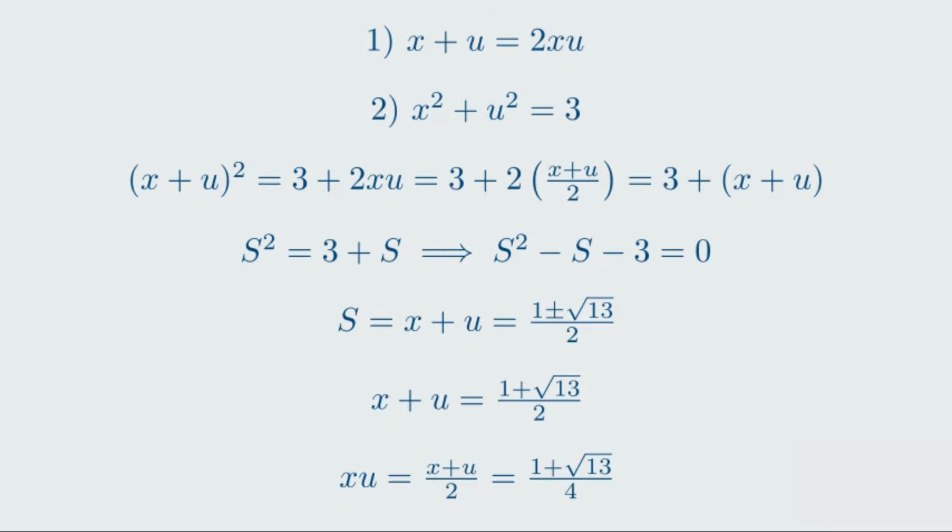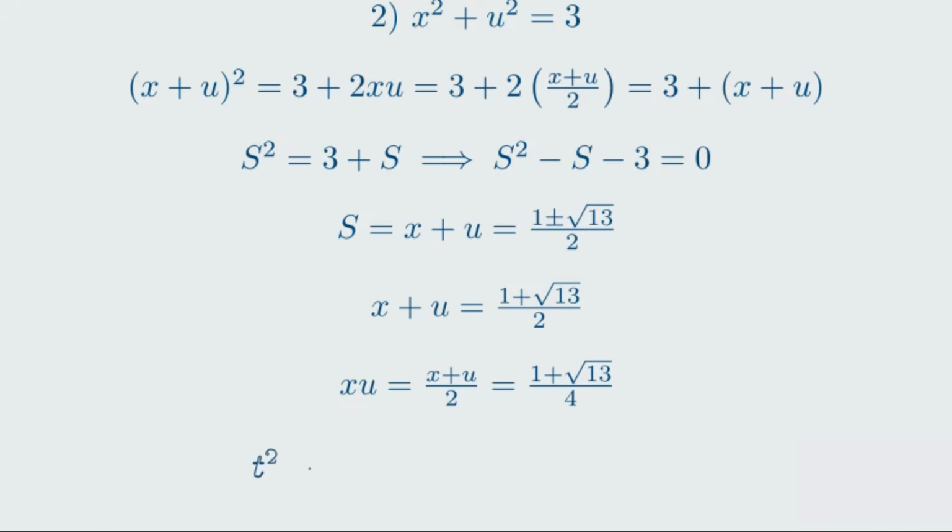Let the variable be t. We get t squared minus the quantity (1 plus the square root of 13) over 2 times t plus the quantity (1 plus the square root of 13) over 4 equals 0. Notice this is the same quadratic equation for t that we found before, whose roots are x and u.